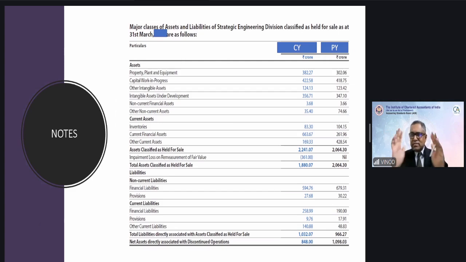Then this is the net assets, all charts put together. Assets less liabilities, the net assets of the held for sale. Same thing we saw, it just gives a one-page snapshot of all the items listed out line-wise, giving you the figure of held for sale.